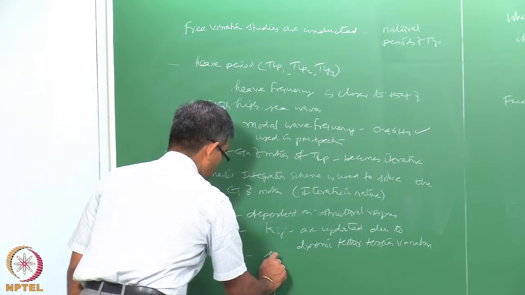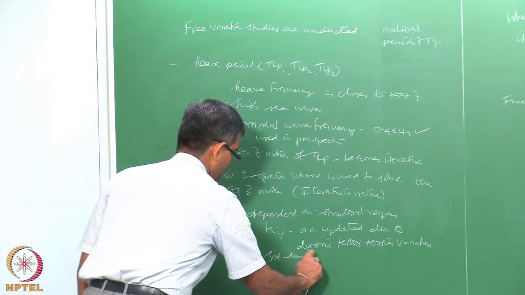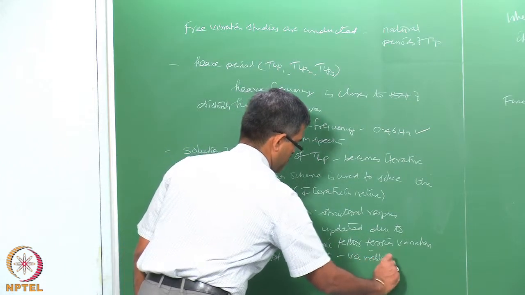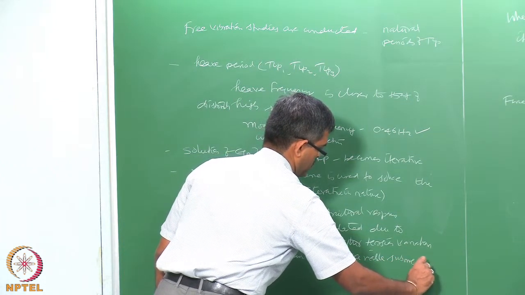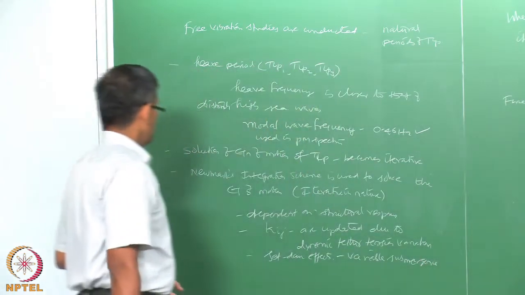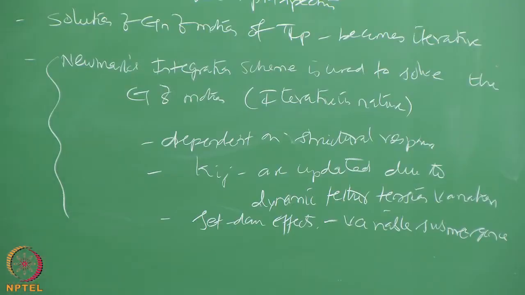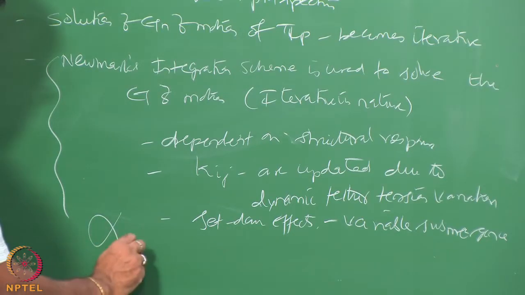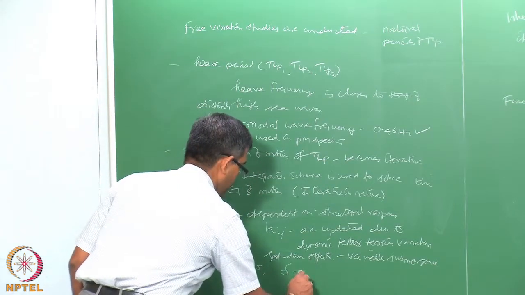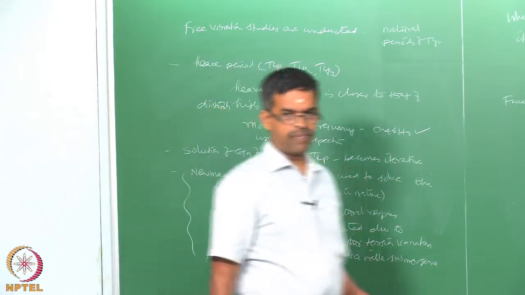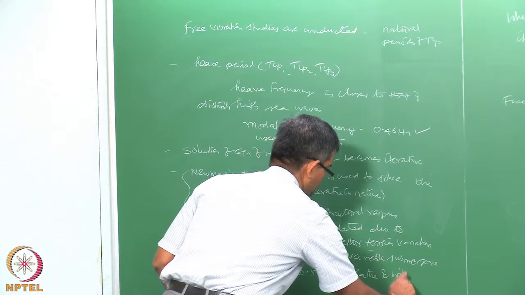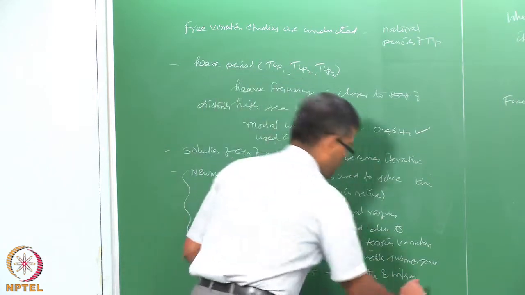Third, because of set down effects, which is variable submergence. Therefore, the Newmark's beta integration scheme has a specific value. In the study, alpha is taken as 0.25 and delta is taken as 0.5 for this scheme. Okay. The reference could be Bathe and Wilson, 1987.